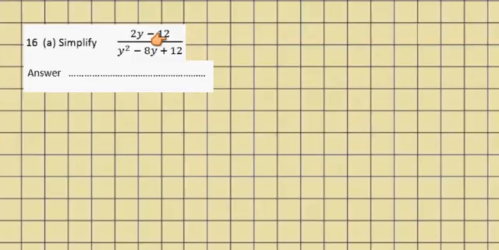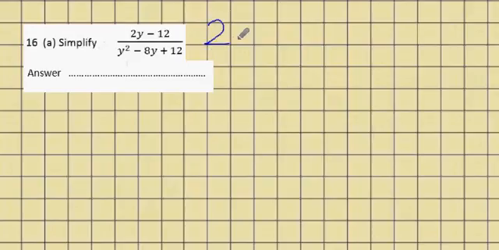Simplify (2y - 12) over (y² - 8y + 12). The way this is written, you can't simplify it. To be able to simplify this fraction, I think what you're going to need to do is factorize the top fully, factorize the bottom fully, and then find two brackets or two factors that will cancel each other out. So let's do that now.